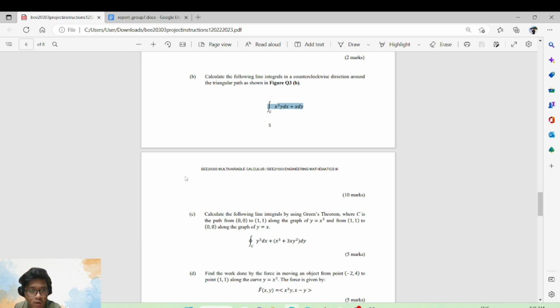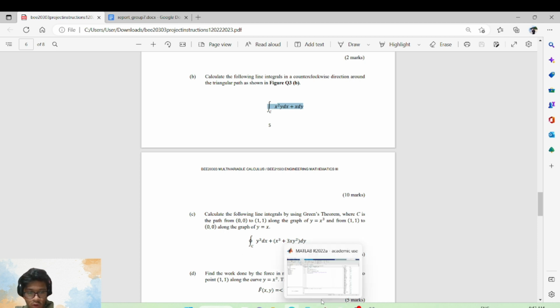Next is question 3c. For question 3c, we have to calculate the following line integral by using the theorem, where C is the path from (0,0) to (1,1) along the graph of y equal to x power of 3, and from (1,1) to (0,0) along the graph of y equal to x.